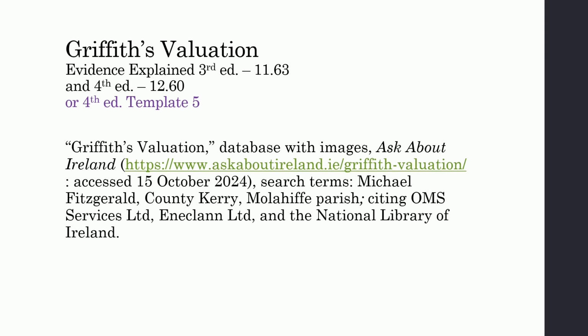If you were going to cite just this image, this is how you might do it. And if you go to Evidence Explained 3rd edition, there is a discussion of how to cite Griffiths Valuation in 11.63, and the 4th edition of Evidence Explained, if you go to section 12.60, then you'll see a discussion of that. And originally, in the 3rd edition, it talks about using the origins.net database for Griffiths Valuation, but that was since purchased or brought into Find My Past, and that's what's discussed in the 4th edition's Find My Past. And so Find My Past database includes Griffiths Valuation, but my subscription doesn't include that, unfortunately.